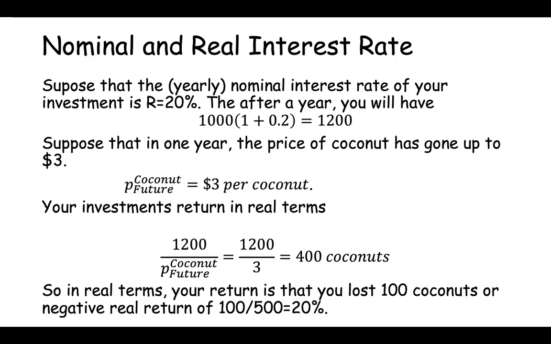And notice what's going on here. Why are we getting such a negative return? Because here the inflation rate was 100%. So even though we had a nominal rate of 20%, we had an inflation rate of 100%, which was weighing down so much. That means the real return was actually minus 20 instead of plus 20. So the inflation rate made our real return be 40% lower than our nominal return.